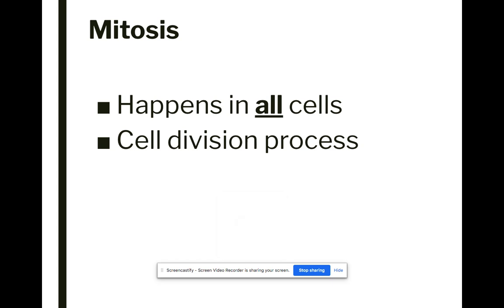Okay, I'm going to go over mitosis just so you can kind of hear me go through the process. Mitosis happens in all cells. It's how your cells divide. It's how your body cells divide. It's not how your sex cells divide. It's, for example, if you have a cut and new skin needs to grow.